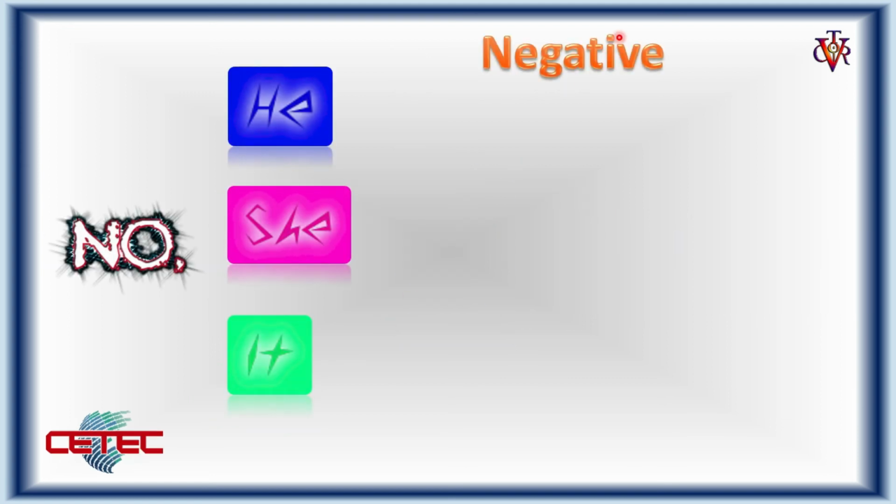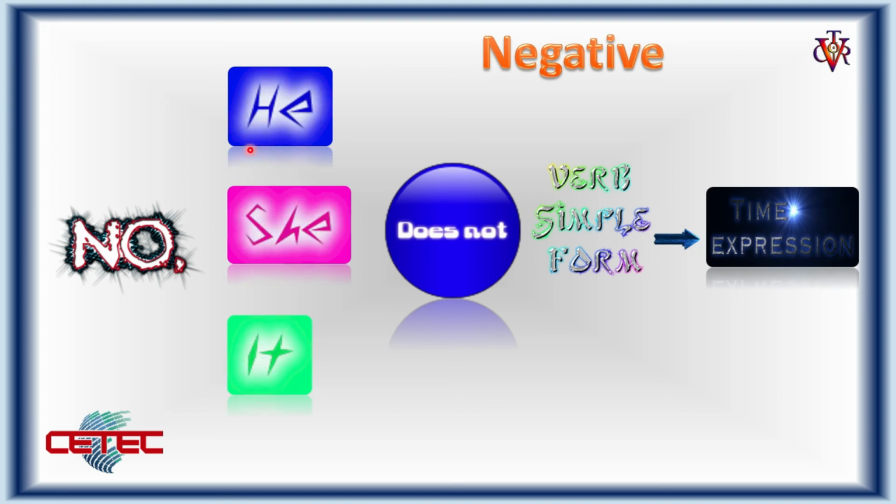Now, the negative form with he, she, it includes the word doesn't or does not. The verb in simple form is not going to use any difference. The verb has to be in a simple form. Only they're going to switch with a positive answer, not with a negative answer. And the time expression is going to be included. Ready? Now let's see some examples.